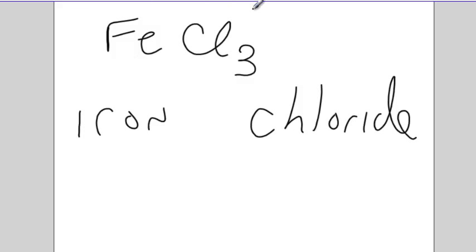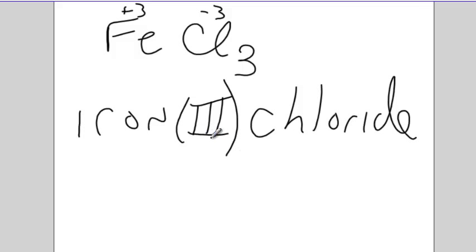Now, if you look at this formula, we know Cl is a -1. 3 times -1 is -3. So this half of the molecule has to be a +3, because remember, these are all neutral. So the charge on iron has to be 3. And that is a Roman numeral 3, in parentheses, between the name of the cation and the name of the anion. Iron 3.